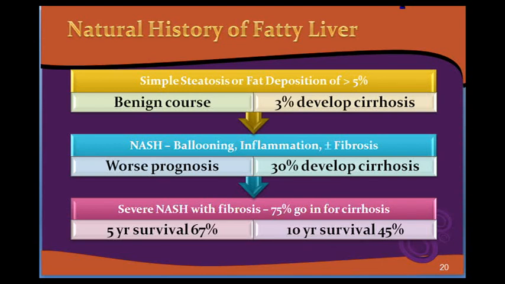So thus, it's important for us to understand the natural history and try and identify people in the stage of NAFLD or steatosis, that is this stage, and also at the stage of NASH, and prevent the progression to the cirrhotic stage.